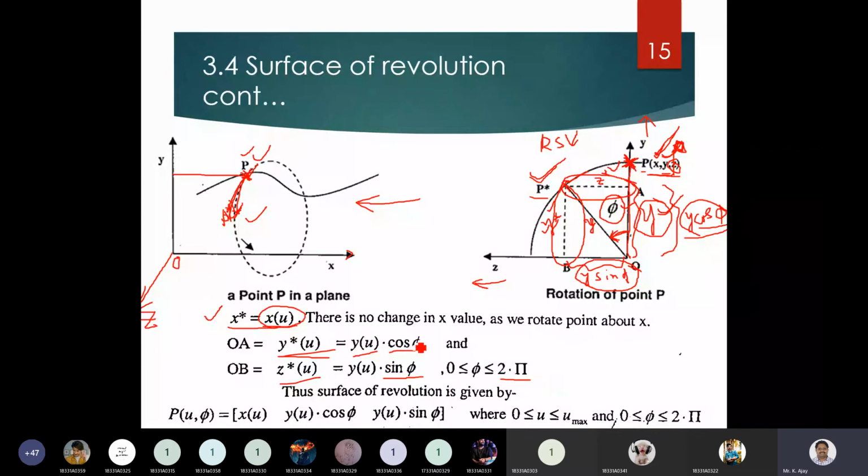And similarly, for u, the minimum value will be 0 and the maximum value will be 1. Why? Because while defining the curve, we are using the u parameter starting from u equal to 0 to a maximum value of u equal to 1. Okay, it's a curve, right? Any curve in generic form will have the minimum value, generally 0, and the maximum value generally 1.